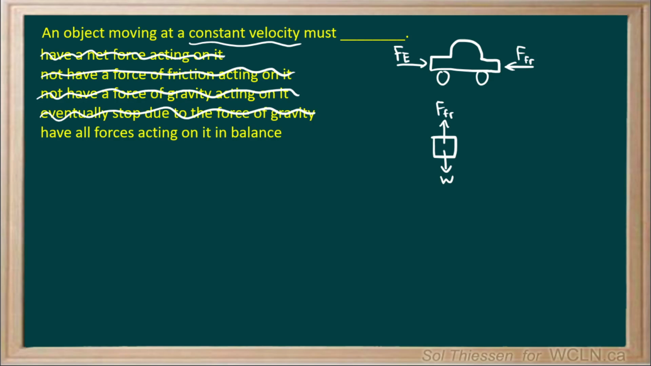And then finally we have all forces acting on it in balance. So that is true. An object moving at a constant velocity must have all forces acting on it in balance. So like this example of the car, the force of friction and the force from the engine act on it in balance, which causes it to have the constant velocity.